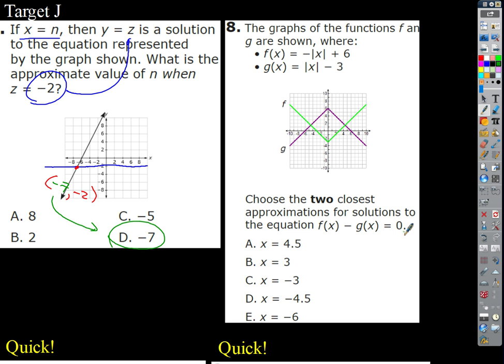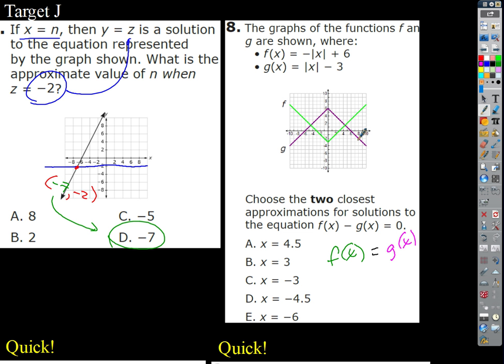f of x minus g of x equals 0. But isn't that the very same thing as saying f of x equals g of x? When would f of x minus g of x equal 0? When they're equal. Algebraically, that means you're just adding g of x to the other side of the equation. Either way, you end up with f of x, that's the green function, equals g of x, that's the purple function.